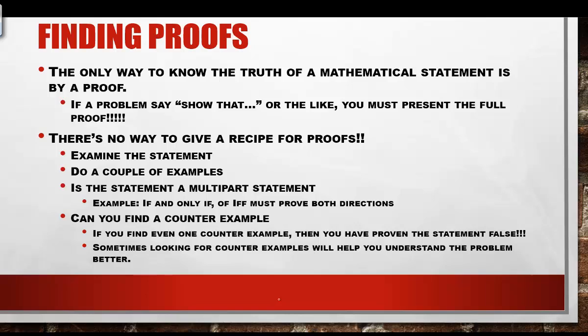To be able to get to the proof, first off, examine the statement. Do you understand the statement? If you don't, just read it carefully. Try to look at all the different aspects of the statement. Is it a multi-part statement? For example, if a statement says show that such and such if and only if such and such other thing, that is a multi-part statement. You have to prove both directions. You have to first start with this assumption and prove the other side is true, and then go the other direction as well and prove both ways. In fact, in the next slide I'll show you one of these examples.